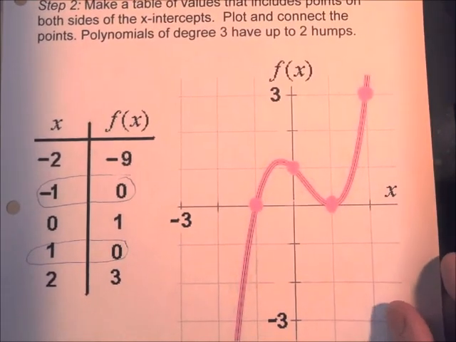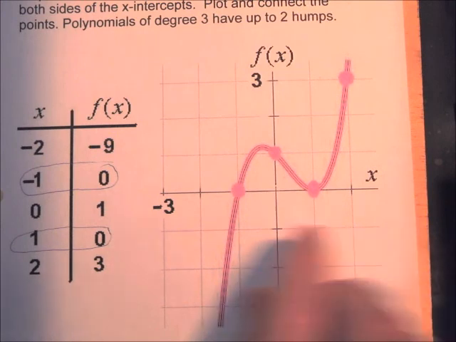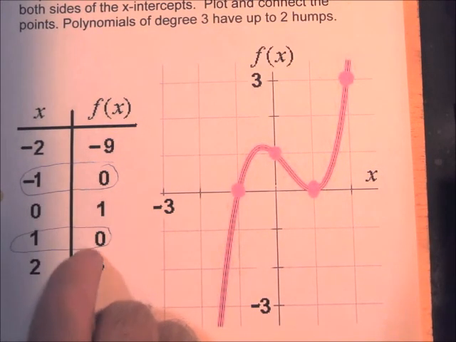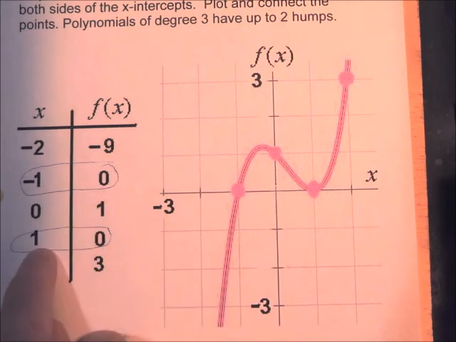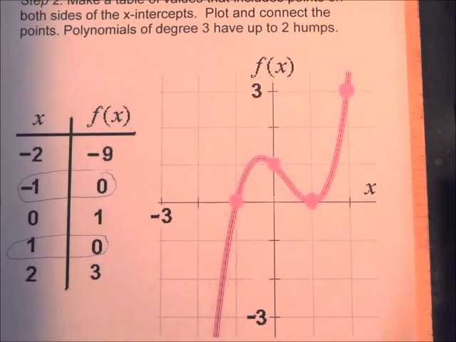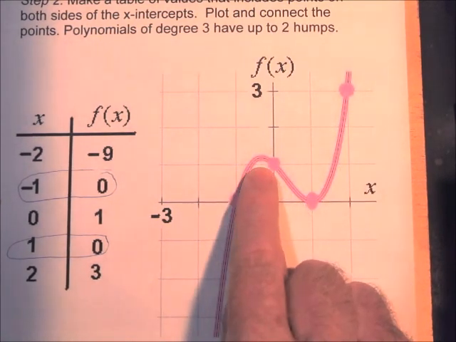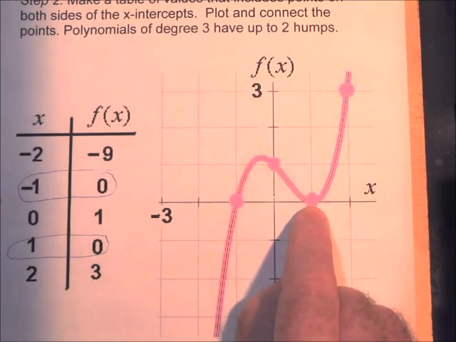so then we can plot some points and sketch the graph. I like to pick points on either side of the x-intercepts. I circled the two x-intercepts here, negative 1, 0, and 1, 0. And I like to pick points on either side and then connect the dots. And you'll notice here we have two humps. There's a hump here and a hump there.